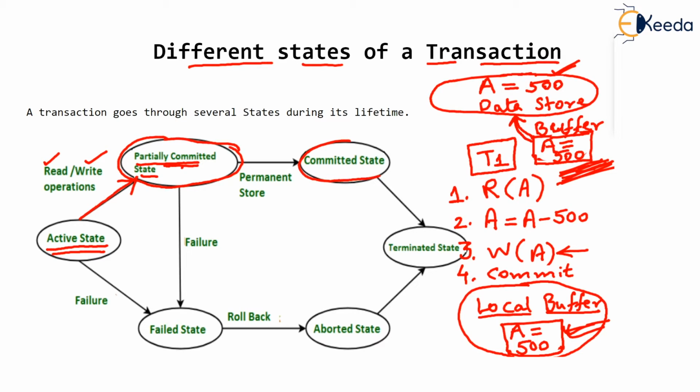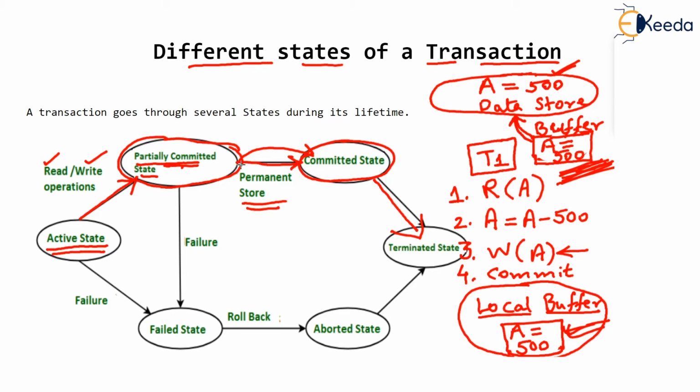Committed state is reached only when a transaction executes commit. So that is what I have shown on this arrow over here, permanent store here, because the changes made in the transaction to some data item are now written in the permanent storage, that is hard disk. And obviously after commit there is nothing left out but the terminate state, that is the transaction ends.